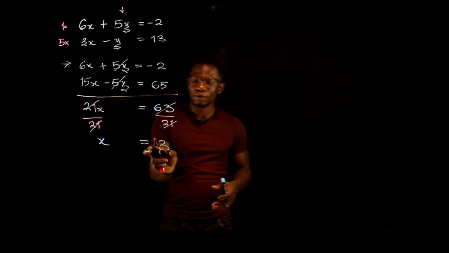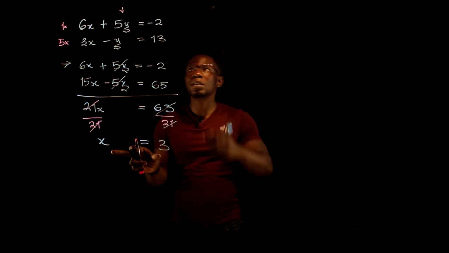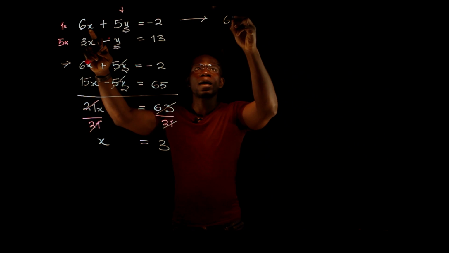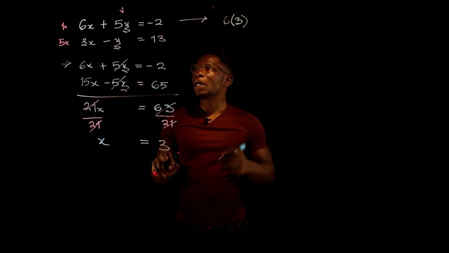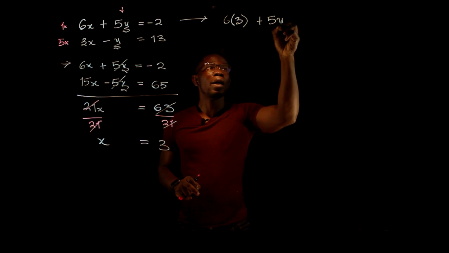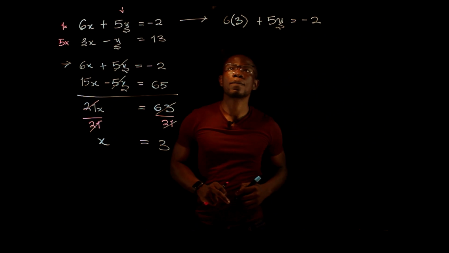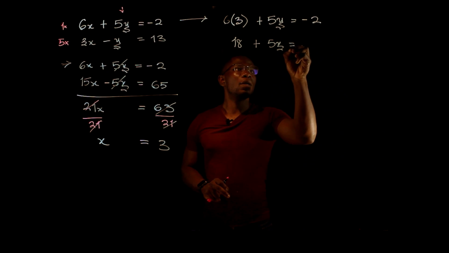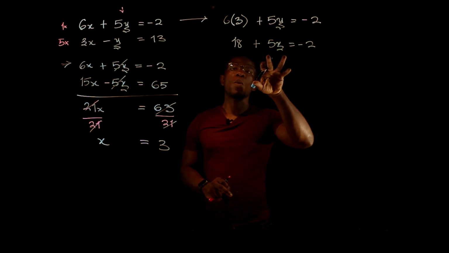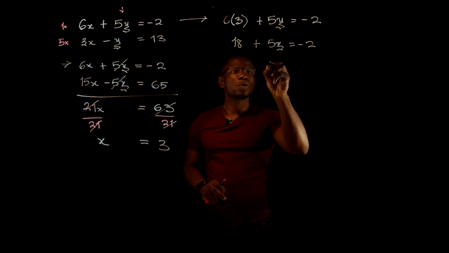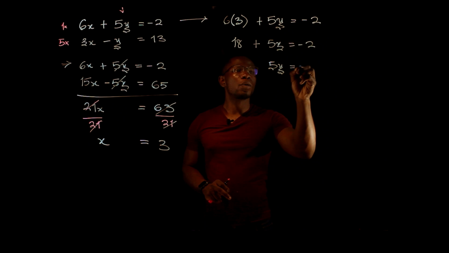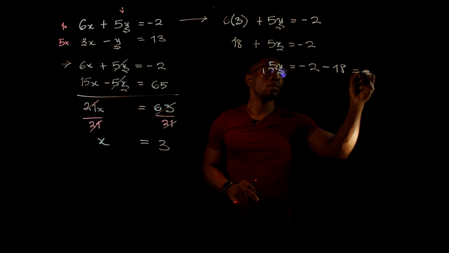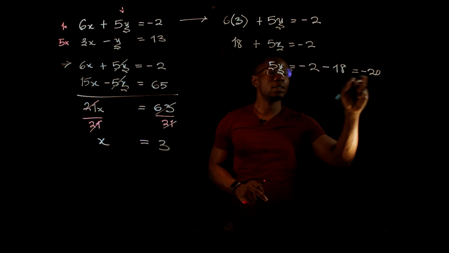So now that we have a solution for x, we're going to substitute this into equation 1. So equation 1 becomes 6, now instead of our x, we write our new value for x, which is 3, plus 5y equals minus 2. So 6 times 3 equals 18, plus 5y equals minus 2. So now let's make y the subject of the formula by moving 18 to this side. So we have that 5y equals minus 2, this becomes minus 18. And this is equal to minus 20. Minus 2 minus 18 equals minus 20.